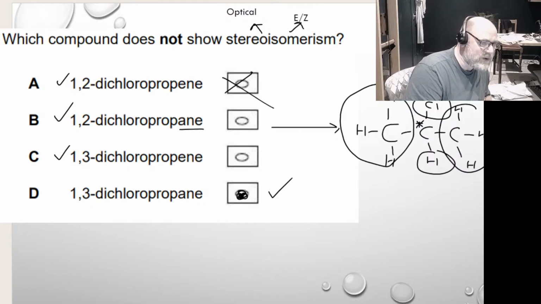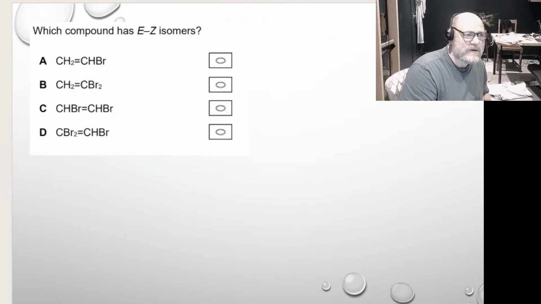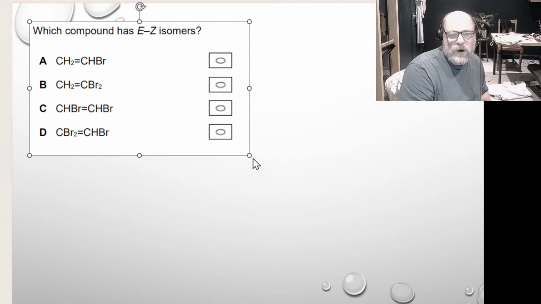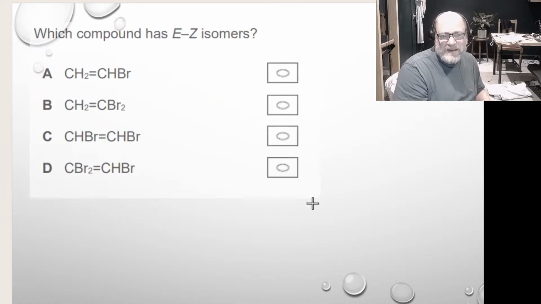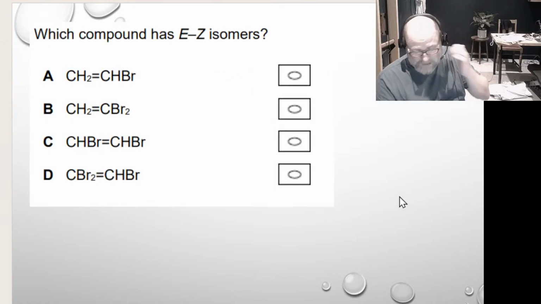Let me actually get to one that's a little bit more relevant. Here we go. This one's a little bit more relevant. Which compound can do EZ? Which one of these can do EZ?